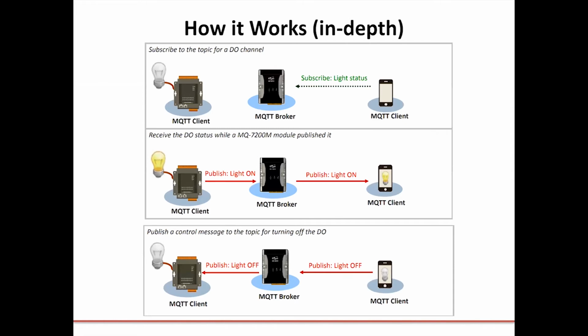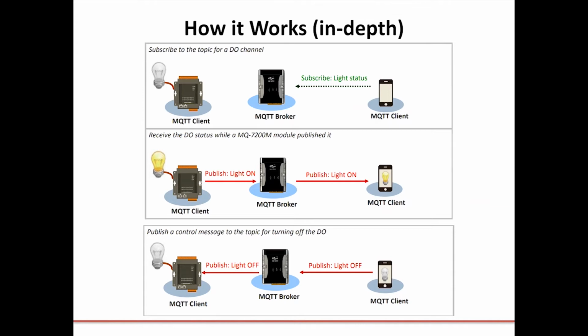Going into a little more detail, let's look at an example using one of our MQ-7200 DAQ modules. This diagram shows a little more clearly the relationship between a specific module and the end user. You have the module represented there on the left, and the end user represented by the cell phone there on the right. The MQTT clients at opposite ends of the diagram are subscribed to the same topic, and this topic is the DO status, digital output status, of one channel on the MQ-7200, and this shows the light status.